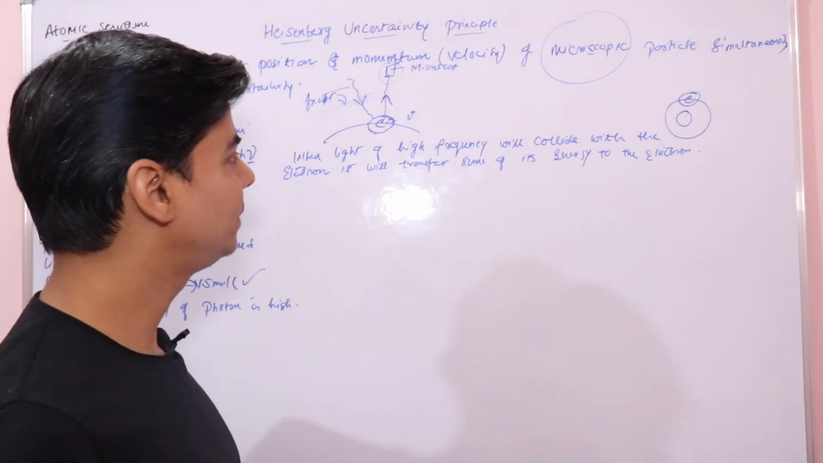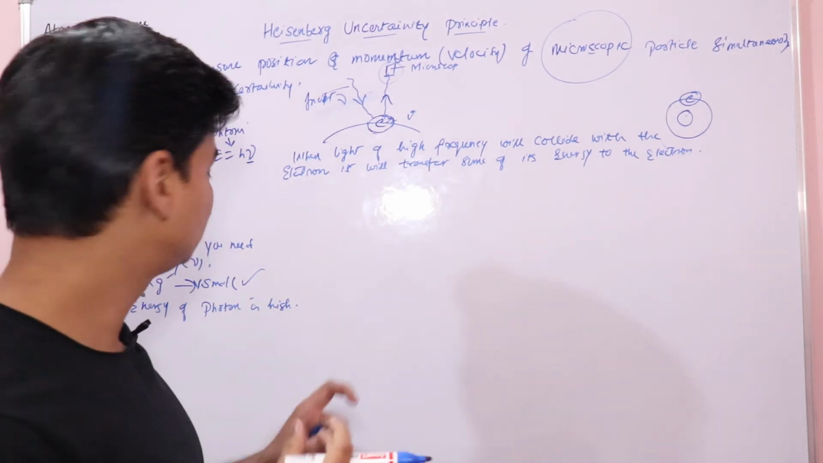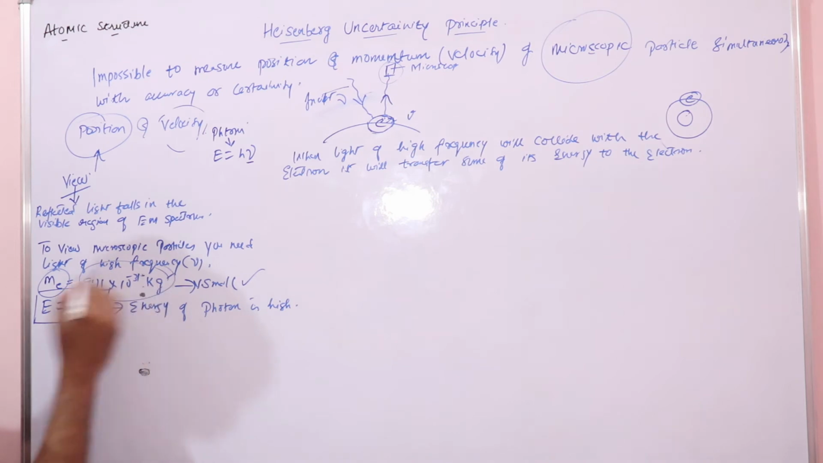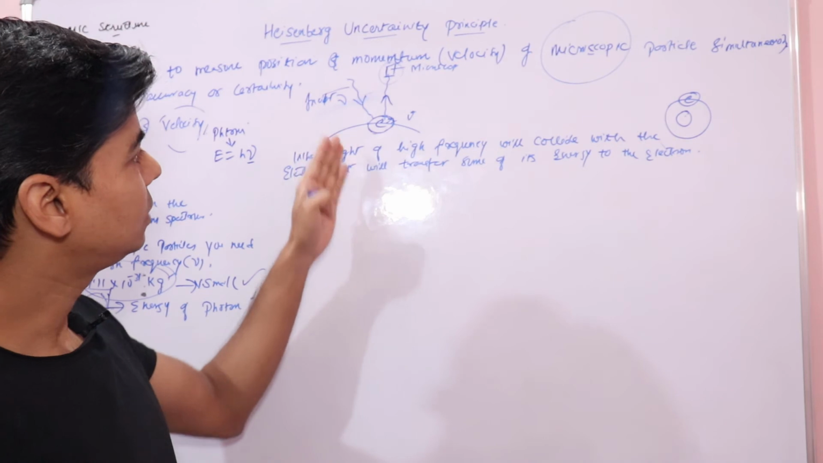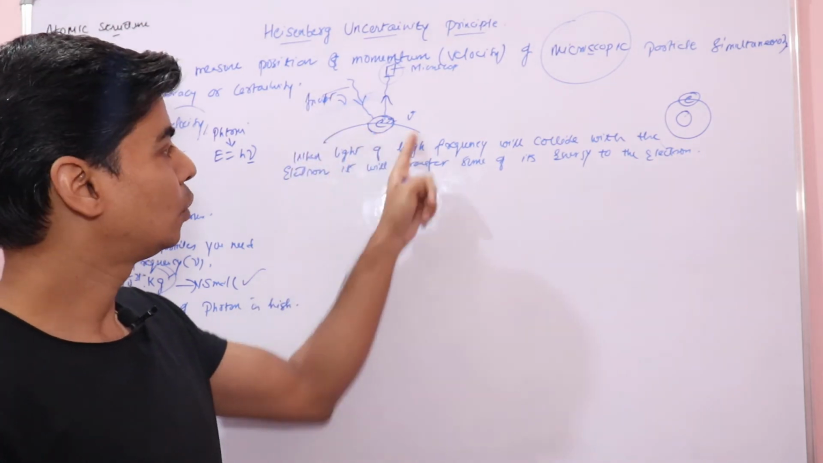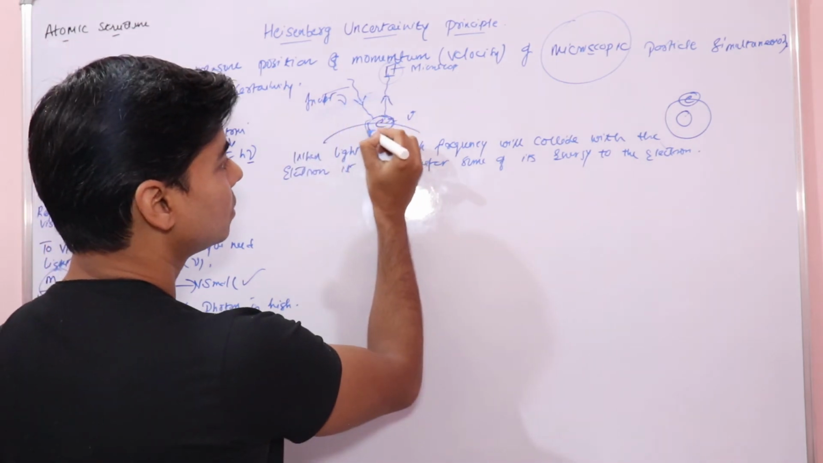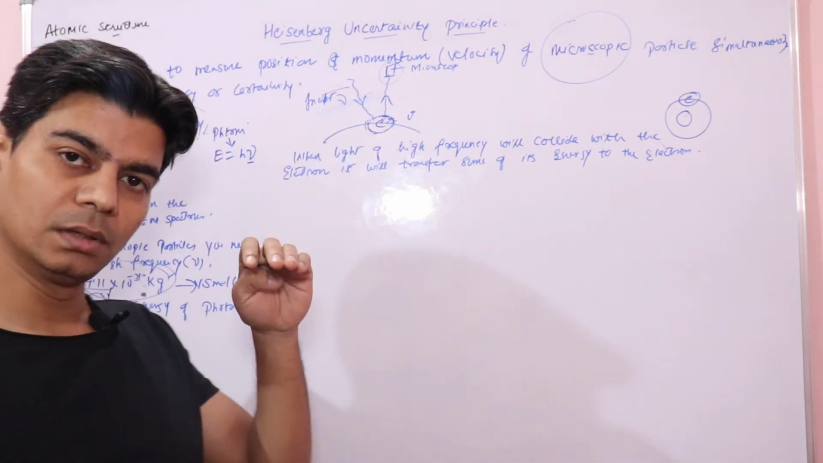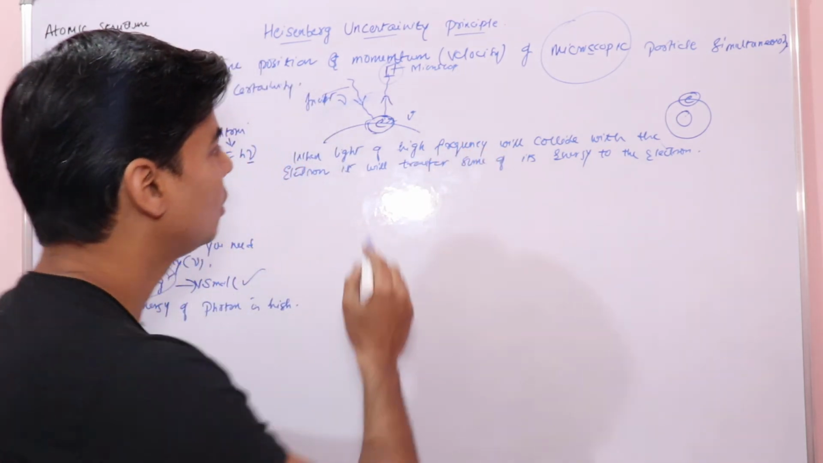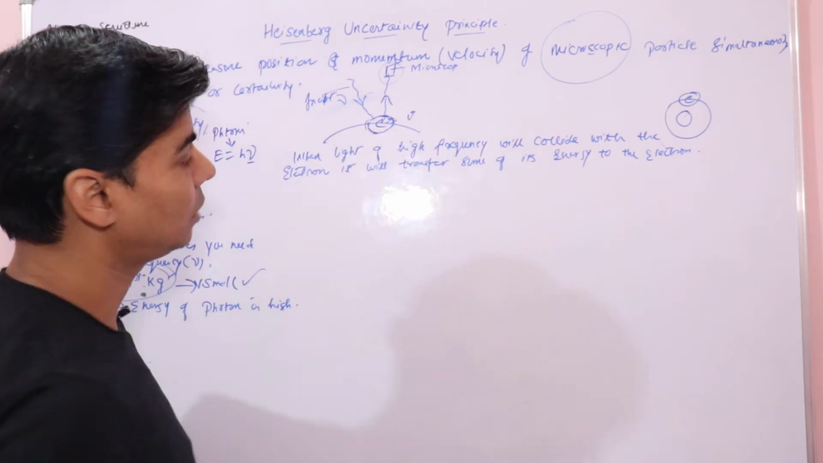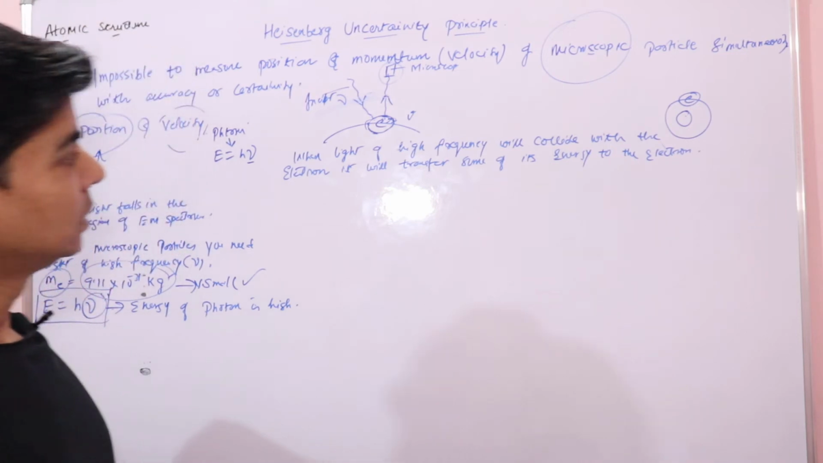So when it gains some energy, since the mass of this particle is very, very low, when light of high frequency collides with this electron, the position of this electron and the velocity will get changed.